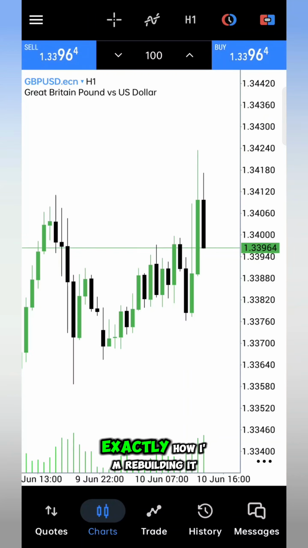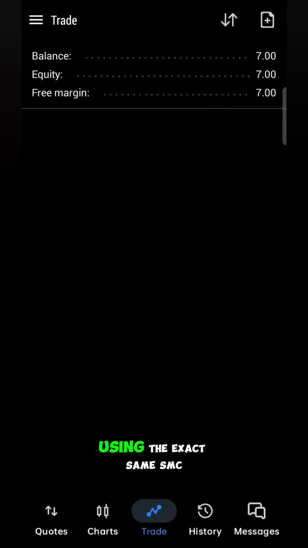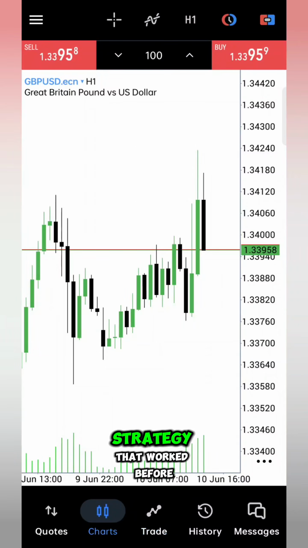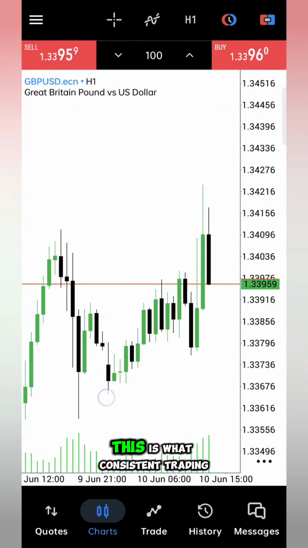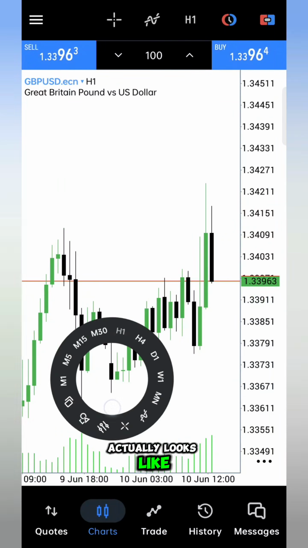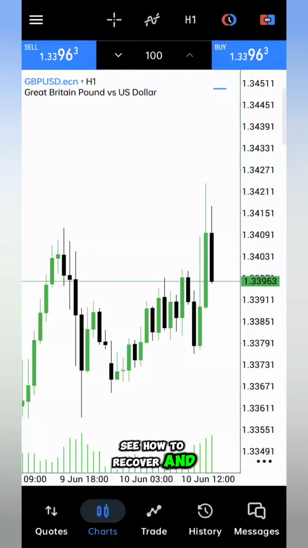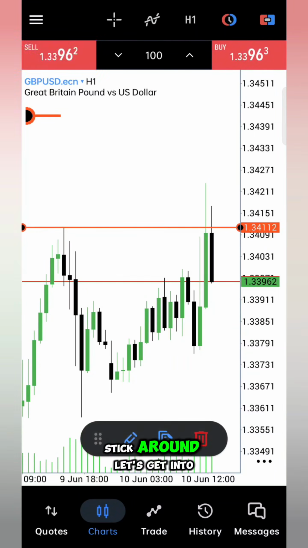And I'm going to show you exactly how I'm rebuilding it from scratch using the exact same SMC strategy that worked before. This is the journey. This is the process. This is what consistent trading actually looks like. So if you want to see how to recover and grow an account step by step, stick around.